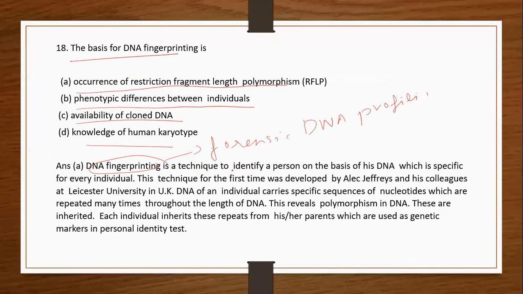Now, this technique is used to identify one person from another person on the basis of his DNA, which is specific for every individual. So this technique, the basis of DNA fingerprinting, is mainly the occurrence of restriction fragment length polymorphism.